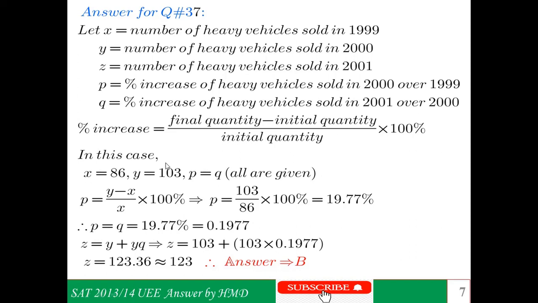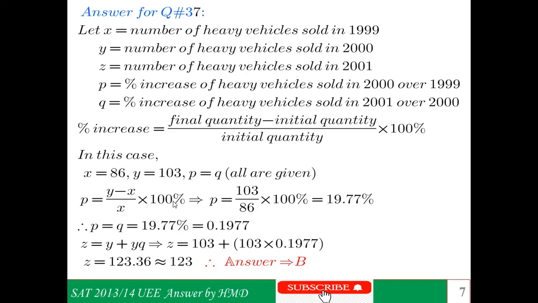So in our case, X is going to be 86, which is the number of vehicles sold in 1999. You can refer to the table. Y is 103, which is the number of vehicles sold in 2000. You can refer to the table again. P and Q are equal, which is given from the question itself. So generally, P is equal to Y minus X over X times 100%.